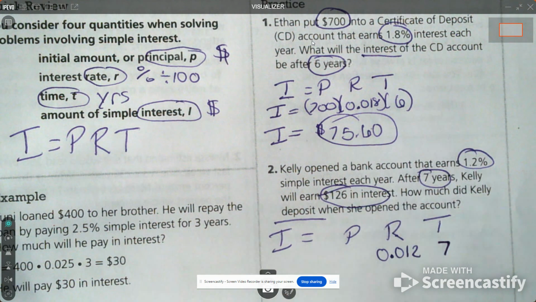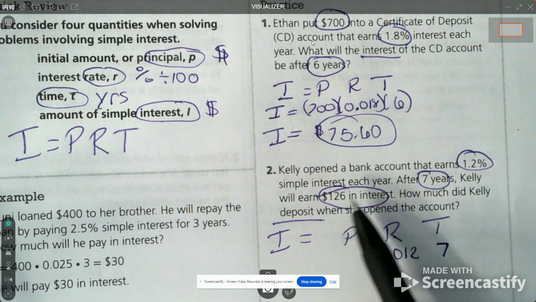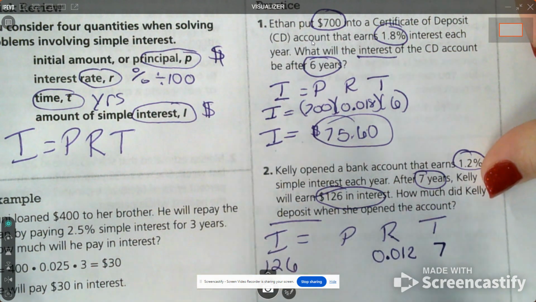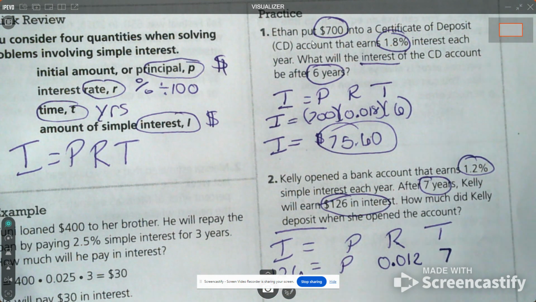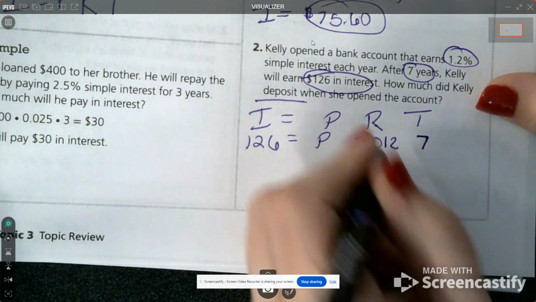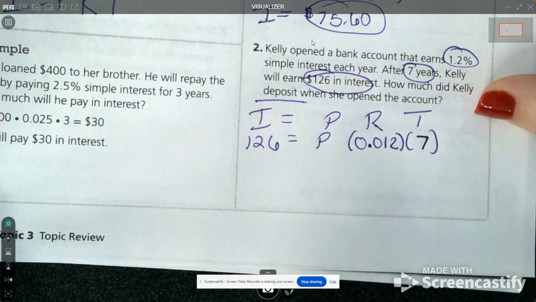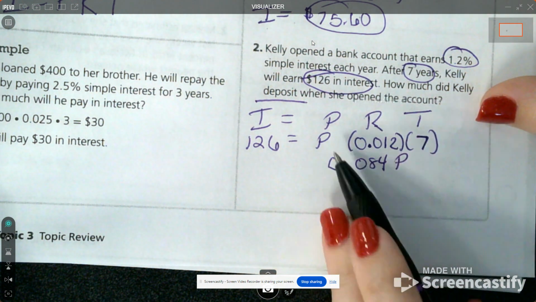And then what about $126? Is it interest or is it principal? Rowan, what would the $126 be? Well, what does it say? $126 in interest. So this would actually go with interest because it tells us that that's interest. That means P would be the Lone Ranger off by itself. To solve this, you multiply what you can. So 0.012 times 7. And what would that give you? Rylan? 0.084. And I just write down my P to go with it.